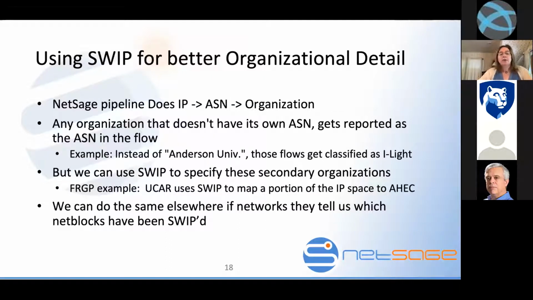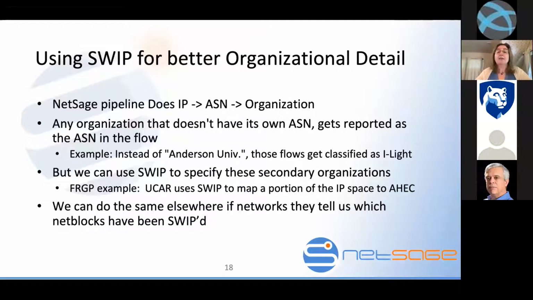The other way that we're working to have more specific data about organizations and the flows is we started using SWIP to get better organizational details. So for example, a number of larger regionals share their IP space with the universities underneath them. For example, Anderson University gets their IP space from iLight. So if I want to try to find Anderson University, it's not going to come up on the iLight page because it gets merged in with iLight.